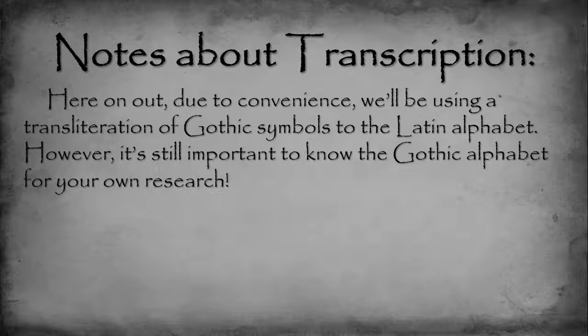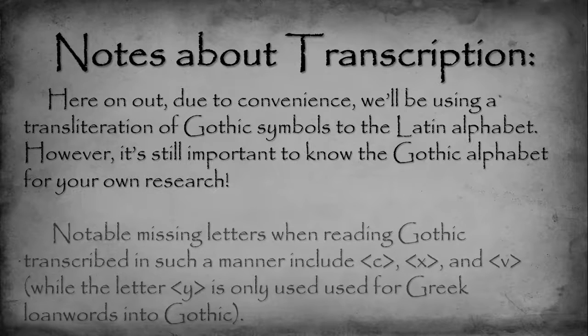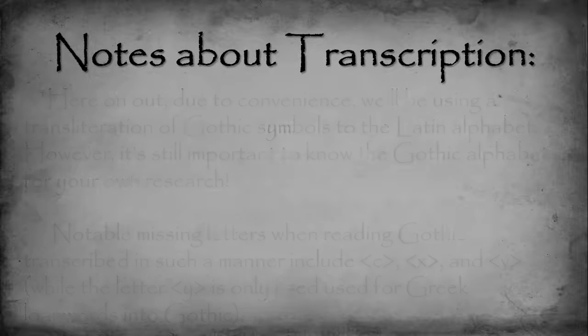Here on out, due to convenience, we'll be using a transliteration of Gothic symbols to the Latin alphabet. However, it's still important to know the Gothic alphabet for your own research. Notable missing letters when reading Gothic transcribed in such a manner include C, X, and V, while the letter Y is only used for Greek loanwords into Gothic.